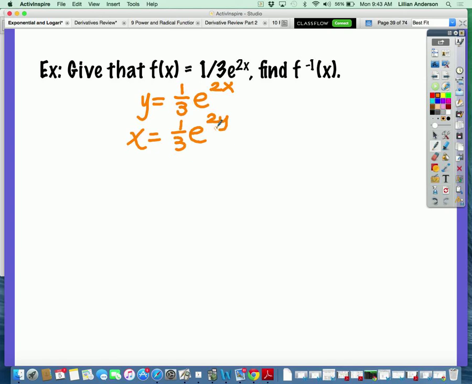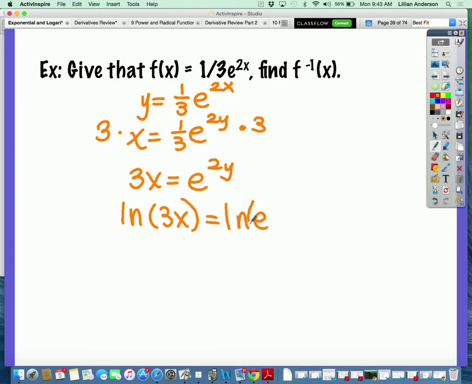And now we solve for y. How do we get y by itself? How do we get rid of all this extra stuff that's with the y on the right side? We multiply by 3 to get rid of the 1/3. So we'll have 3x equals e to the 2y. Now what? Take the natural log of both sides. Because the natural log does what? It cancels out the e. So we have ln of 3x equals 2y.